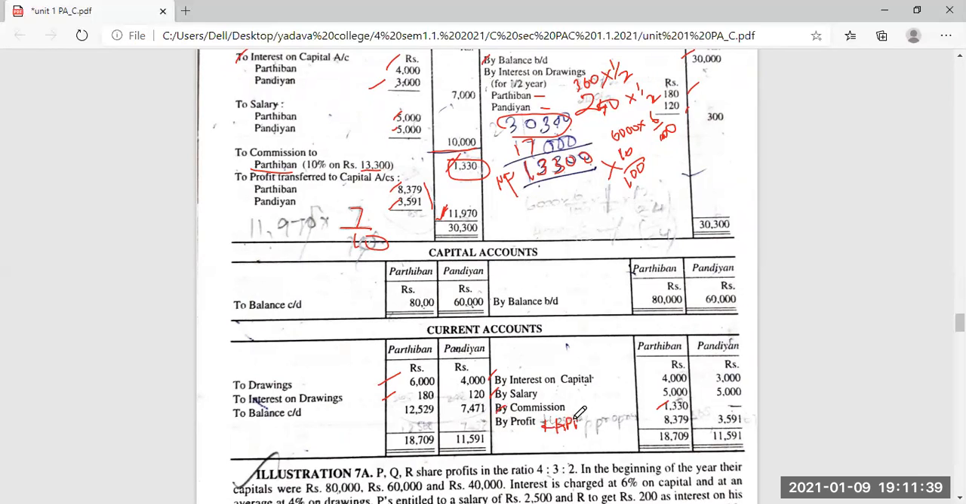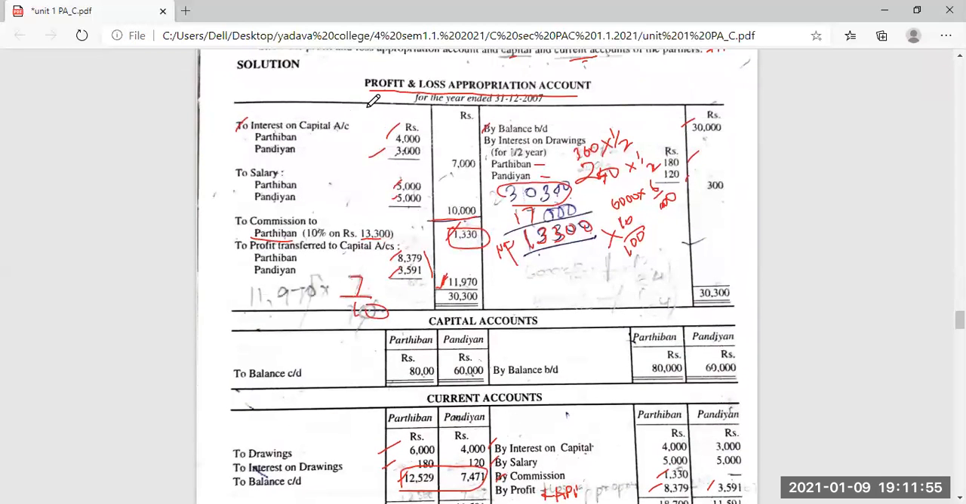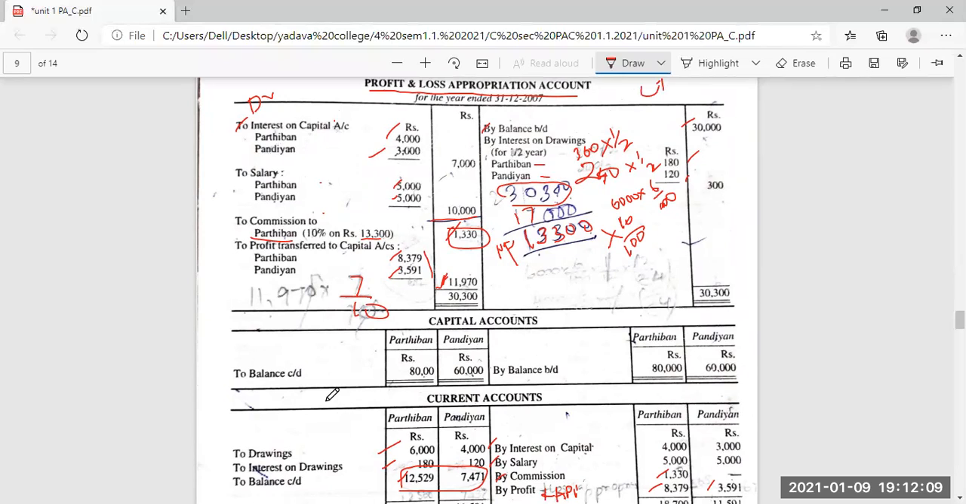So profit and loss appropriation 8,379, 3,591. The balance is 12,529 and 7,471 is their balance. So it's a very simple one. When we do it in the correct format, in profit and loss appropriation, interest on capital, salary, commission are always on the debit side. Then interest on drawings is always on the credit side. It's the opposite of the current account. All the drawings, I'm talking about the current account, there is a cross.